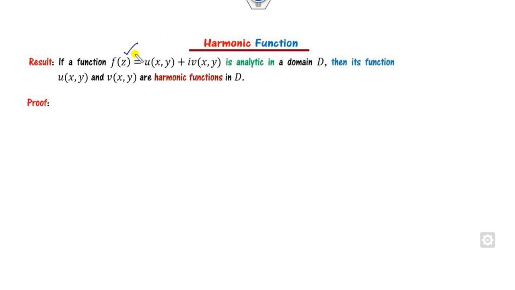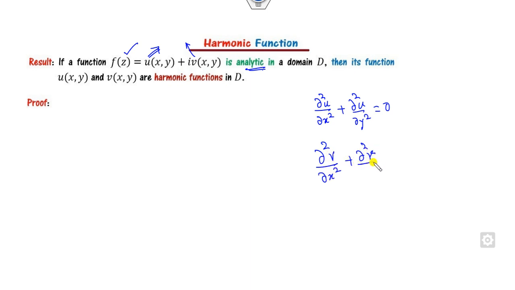As we have discussed, if f of z is u plus iota v, an analytic function, then u and v satisfy the harmonic property. That means u satisfies this property, so it is a harmonic function, and v also satisfies this property. Remember, this is one of the most important properties in complex analysis. If you have an analytic function, then the real component and the imaginary component of f will individually satisfy the harmonic property. The proof is very simple.